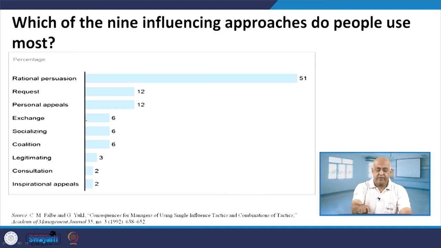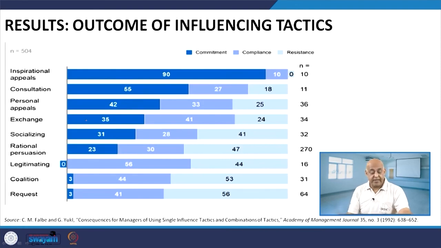But whenever we are talking about team effectiveness, then these inspirational appeals, as you see, create 90 percent commitment, compliance is 10, and resistance is 0. While in consultation, the figures are 27, 33, 41, 28, 30, 56, 44, and 41. In the case of the request, the compliance is the least. In rational persuasion, the compliance is 30. But in inspirational appeals, the compliance is 10 while the commitment is 90.